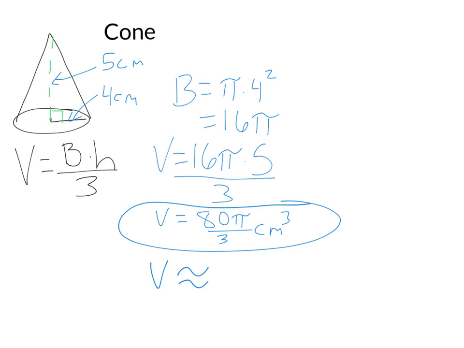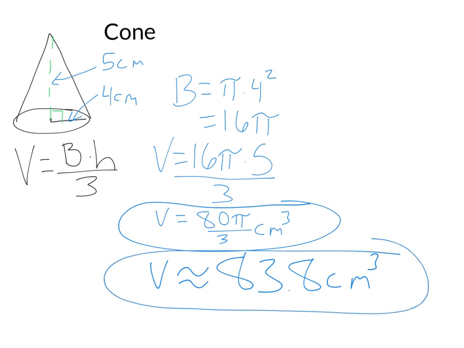For approximate, I can just type in my calculator 80 times pi and divide that by 3. I get 83.775, so we'll say 83.8 centimeters cubed. And that makes sense, actually, that it's pretty close to 80 because pi is pretty close to 3. So if I'm taking pi divided by 3, it's pretty close to 1. So very little change. Alrighty, awesome, great, grand, wonderful. That's the volume of a cone. And all of this is applicable, which we'll get into in another video.